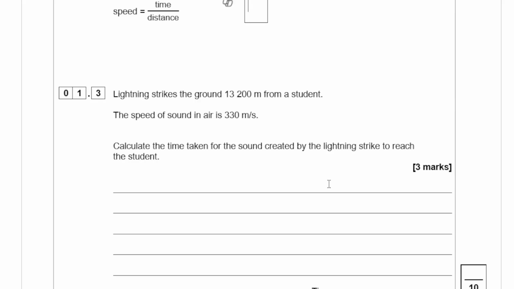Lightning strikes the ground 13,200 meters from a student. The speed of sound in air is 330 meters per second. Calculate the time taken. So substituting it in the equation, speed, 330, equals the distance, 13,200, divided by the time.